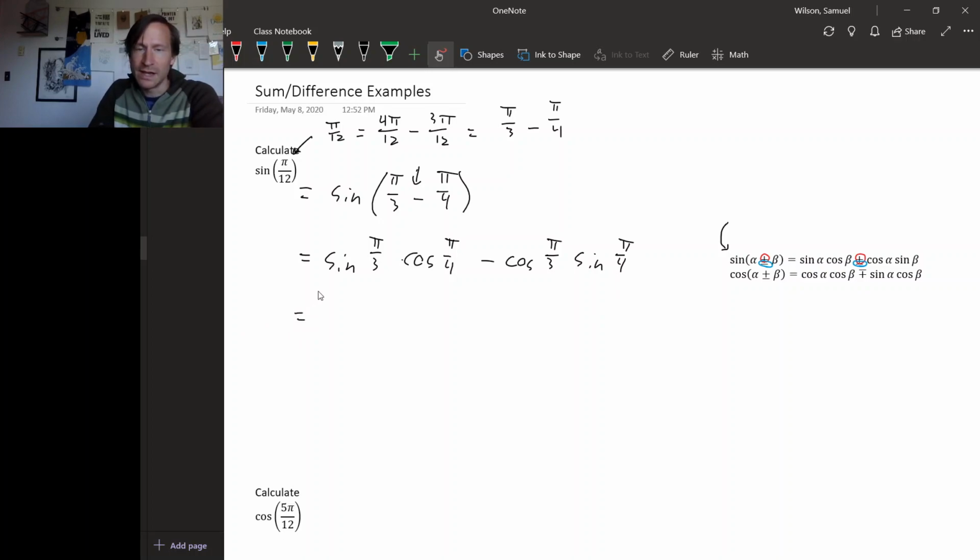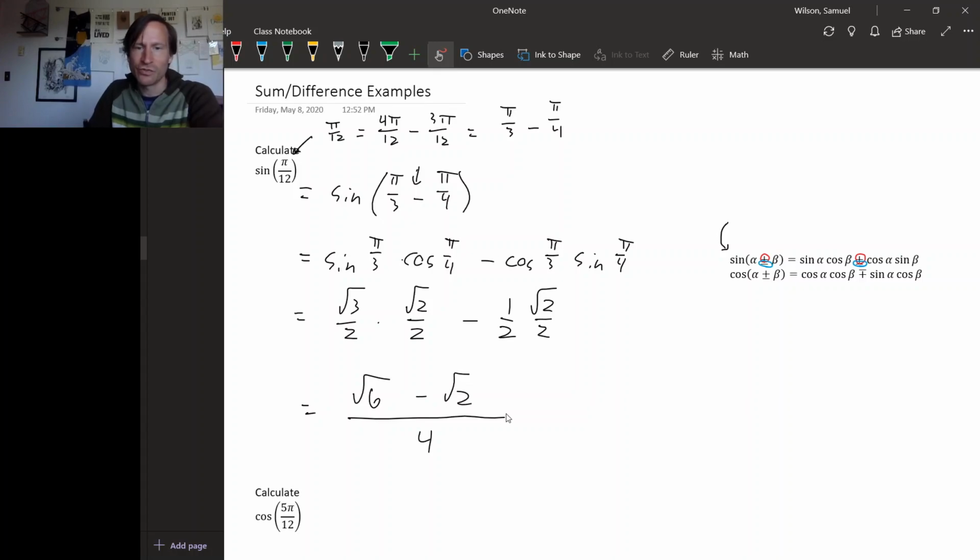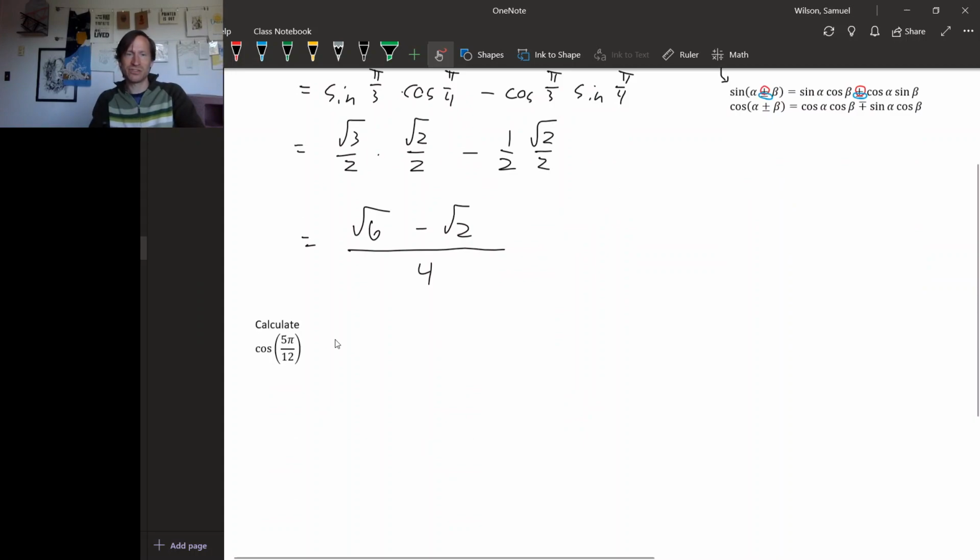So now all these sines and cosines are nice angles. Sine pi over 3 is root 3 over 2. Cosine pi over 4 is root 2 over 2, minus cosine pi over 3 is a half, and sine pi over 4 is root 2 over 2. And then putting all our denominators together, this is square root of 6 minus root 2 over 4. All right. Now let's try one with cosine.